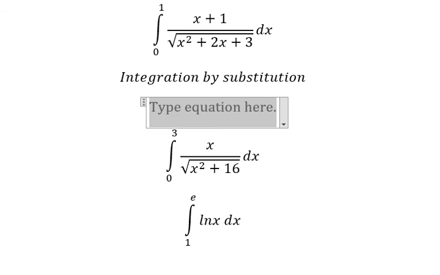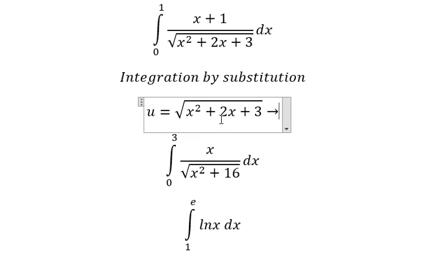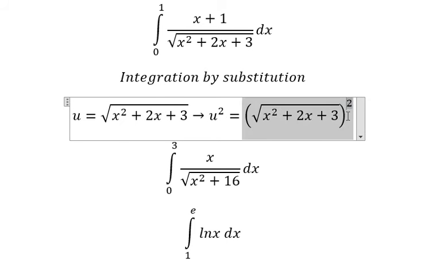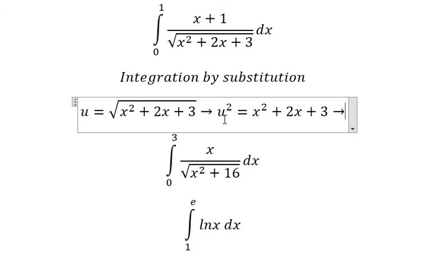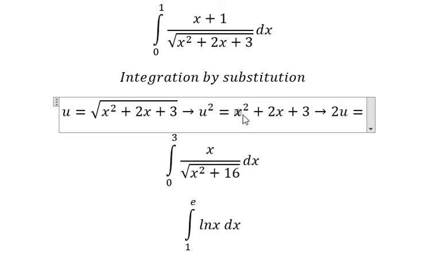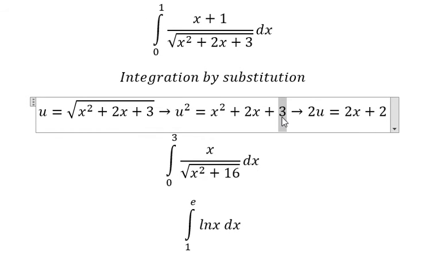So I will put u equals to this one. Later, we square both sides to cancel the square root. Next, we need to do the first derivative for both sides. The first derivative of u square, we have 2u. The first derivative of s square, we have 2s. This one, we have number 1, so we have number 2. This one is a constant, so you got 0.